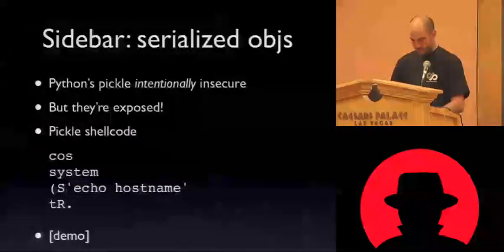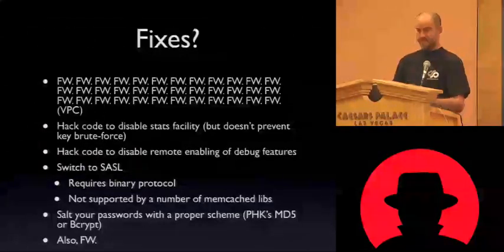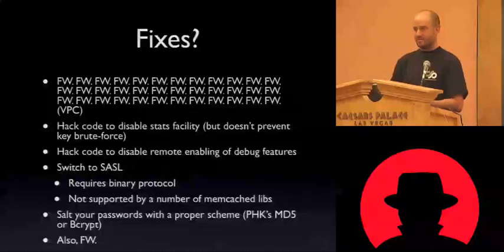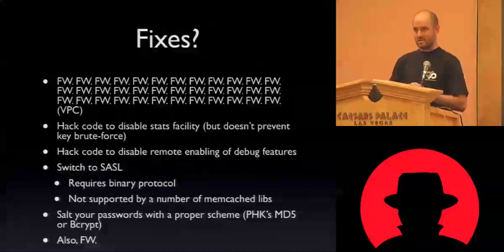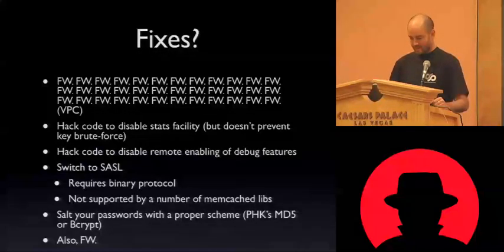Okay, so we did that. We spoke about that. Fixes, obviously, are simple. Firewall that stuff off. It shouldn't be exposed. If you have to expose your memcached, edit out the stats code in the server, and also the debug features. Try to switch to SASL if you can find a library that supports the binary protocol for your platform. Sort out your passwords. Please, come on.